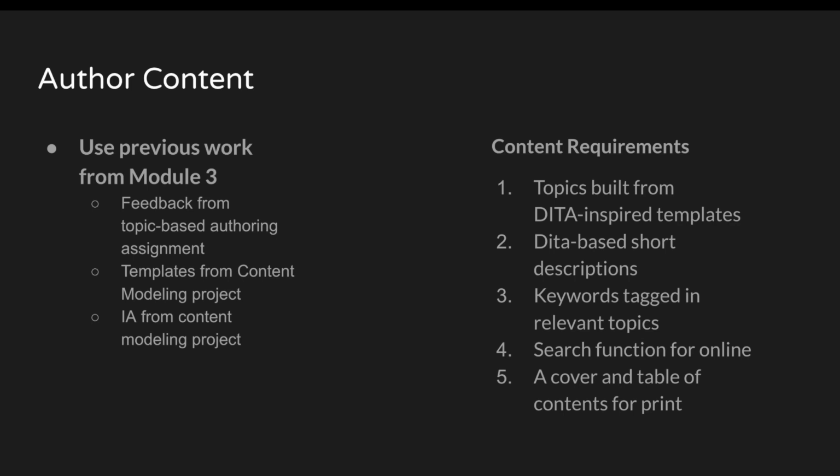You will have already created templates from the content modeling project, those 3 templates: 1 for task, 1 for reference, 1 for concept. You may need to update those templates based on feedback, but you already have templates in place, which is a very good thing. You already have information architecture information from content modeling, meaning any given topic that you're going to author or revise, you already know whether it's a task, a reference, or a concept, and where it fits in the larger body of the content. So make sure you're using that spreadsheet that you put together in Module 3.